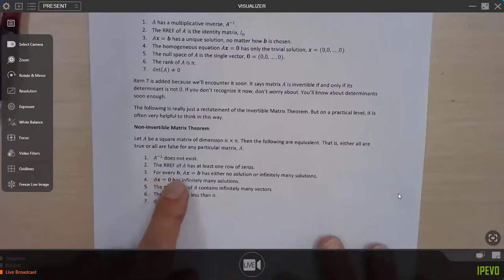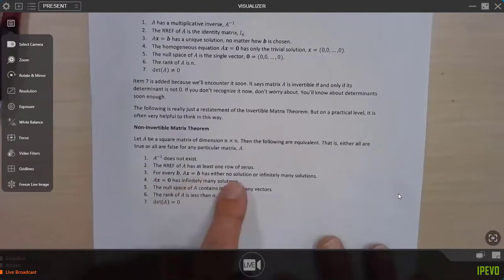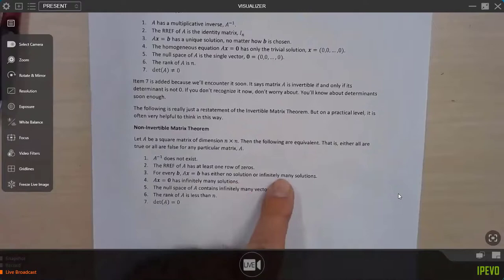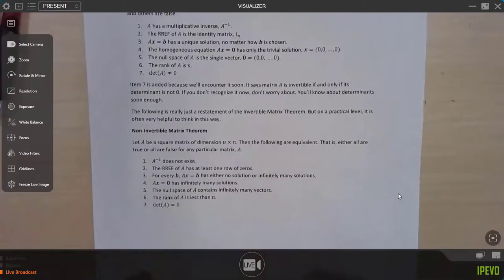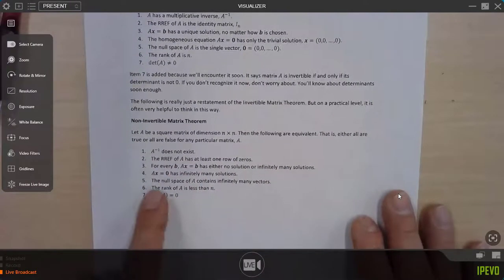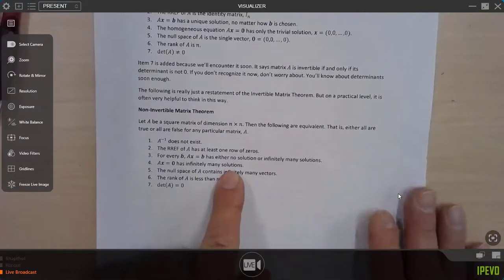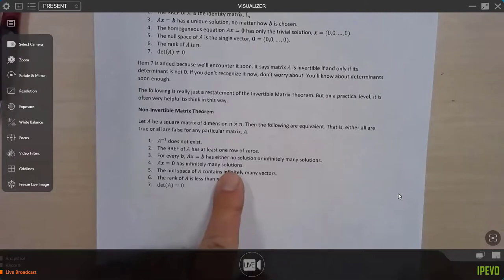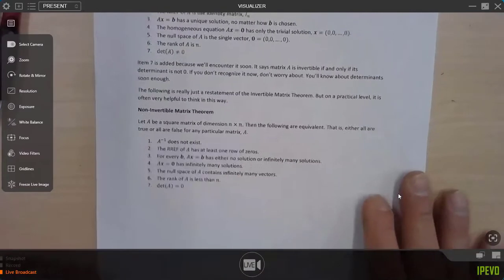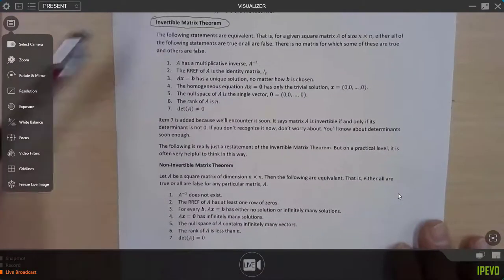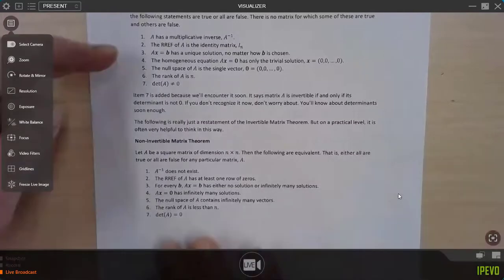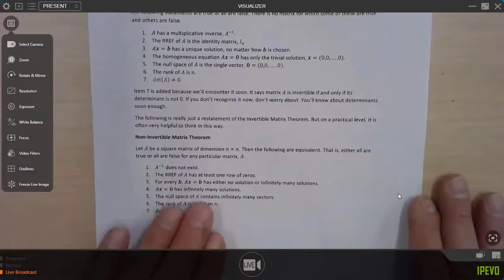For every B, AX equals B has either no solution or infinitely many. It can't be unique. If A inverse doesn't exist, then AX equals 0 has infinitely many solutions. In other words, there are infinitely many vectors in the null space. So this and this really say the same thing, but sometimes in applications, it's actually nicer to think of it in this way.